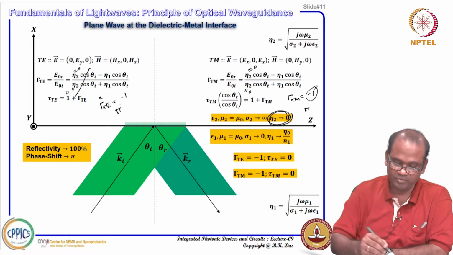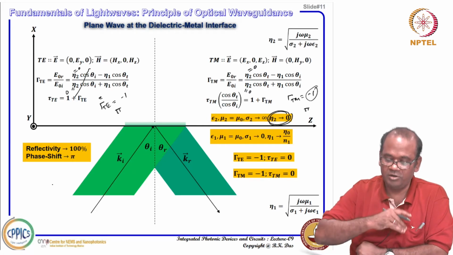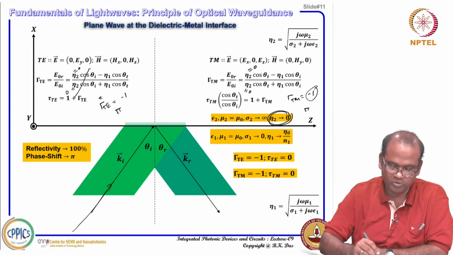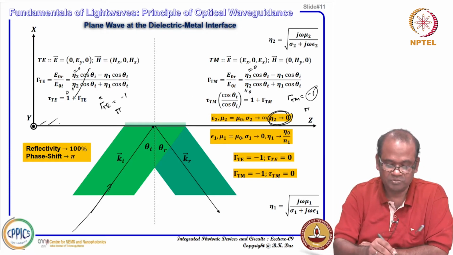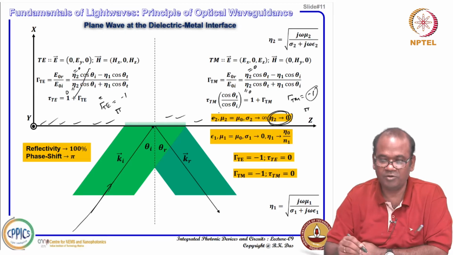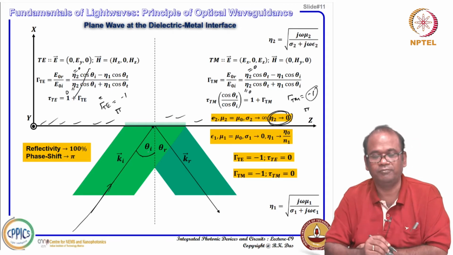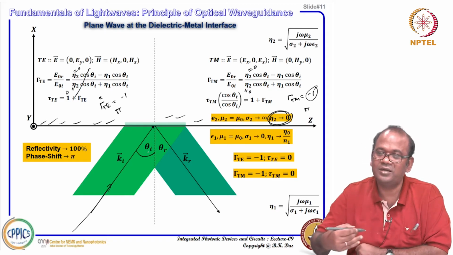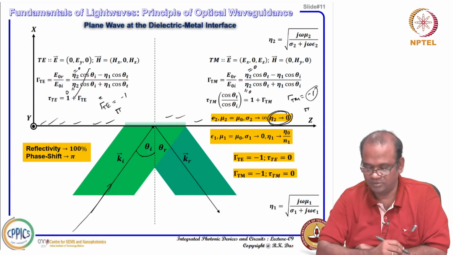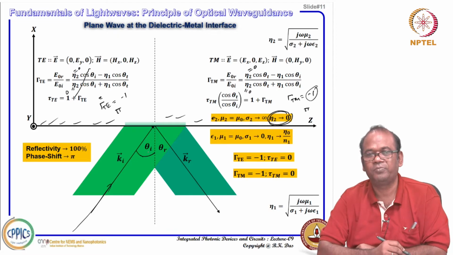So, the first medium is a dielectric medium, a homogeneous dielectric from which your wave is coming, and then you have an interface with a metal. This is, for example, a metal. Then what happens? For any angle, theta I can be anything, your wave will be completely reflected and a pi phase shift will be observed.